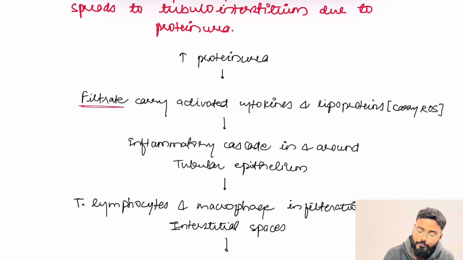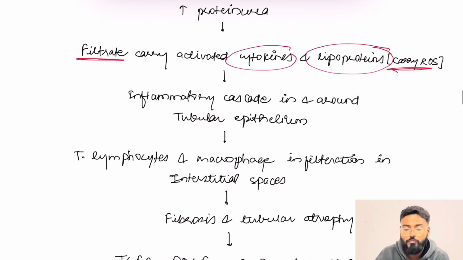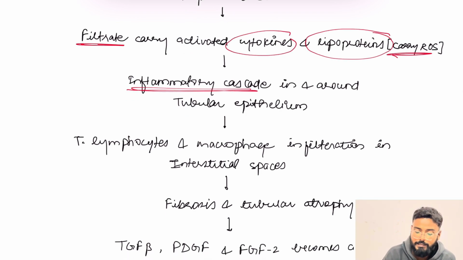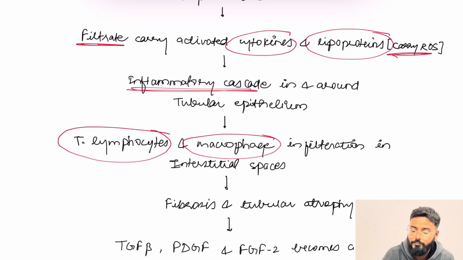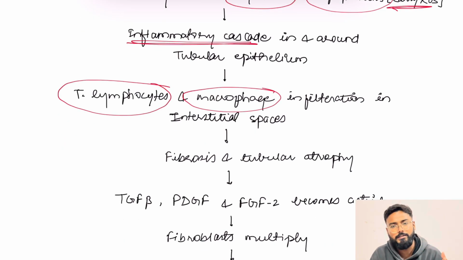This filtrate carries activated cytokines and lipoproteins, and these lipoproteins carry reactive oxygen species. Now, whenever they reach the tubules, they initiate an inflammatory cascade inside the tubular epithelium and around the tubular epithelium. Now, this inflammatory cascade is going to incorporate T lymphocytes and macrophages in the interstitial space. And whenever there is inflammation, there is going to be fibrosis. Ultimately, this will land up in fibrosis.